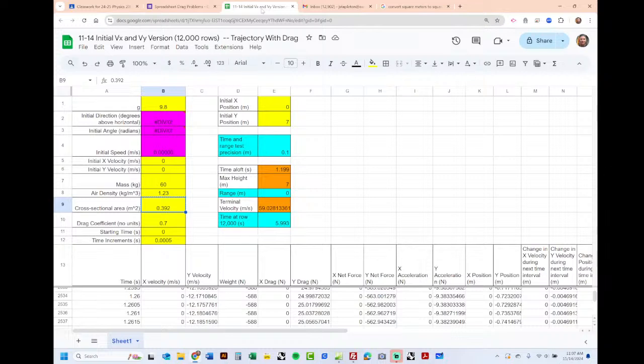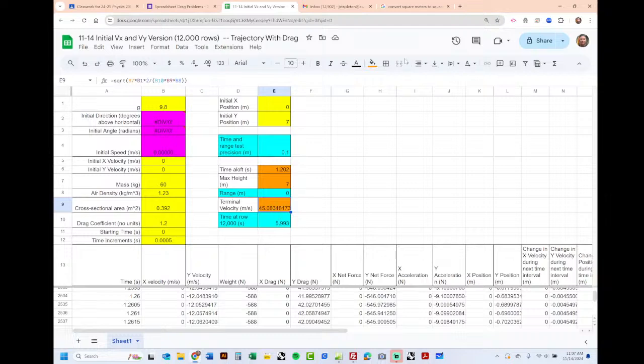Now, number 7, when the parachute's fully open, the drag coefficient is 1.2. I'm going to switch this to 1.2. Nope, 0.2. And the terminal velocity when the parachute opens drops to 6 miles per hour. And I need to figure out what the cross-sectional area of the parachute is. So that's meters per second.